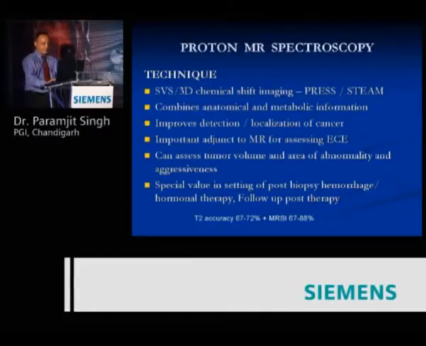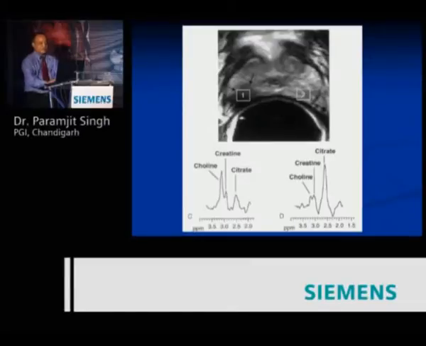And just to, in very short, see that this is what happens in a cancer. When we have a cancer, then you find that the choline goes up, citrate loss takes place, and in a normal peripheral zone there is a lot of citrate, and there is a peak which is a combination of choline and creatine, which are difficult to separate out. And finally, if you add polyamines to it, polyamines also get merged into it.